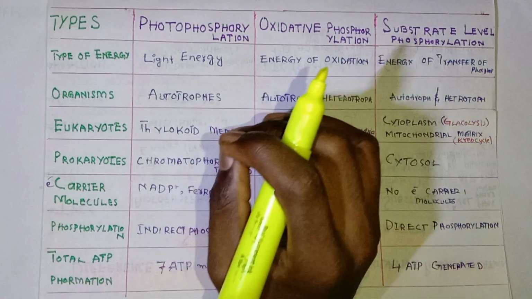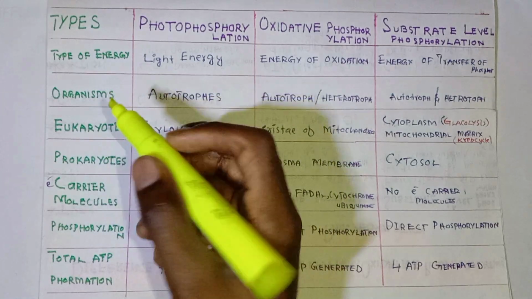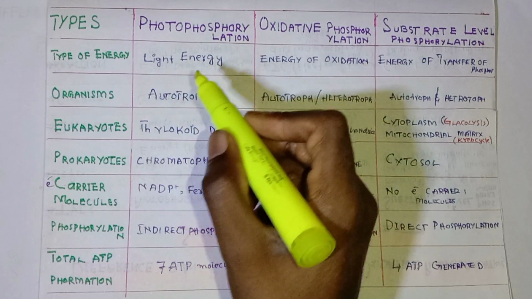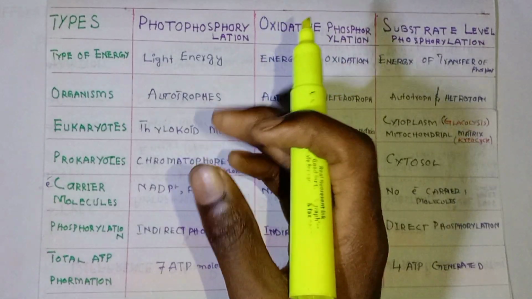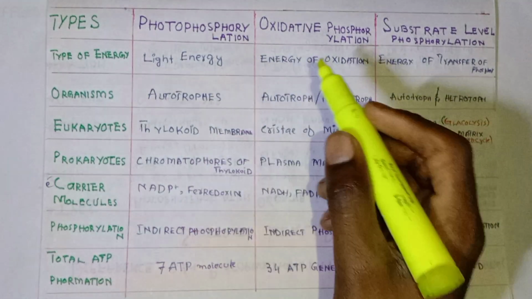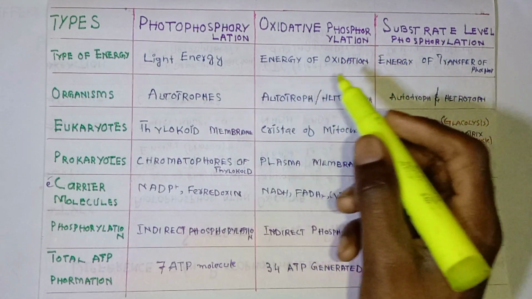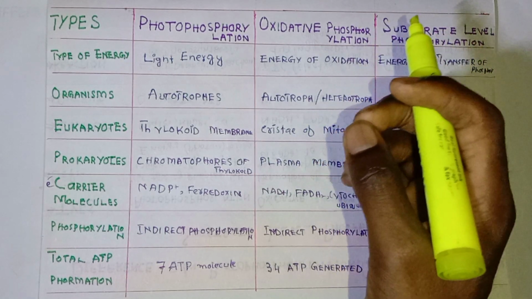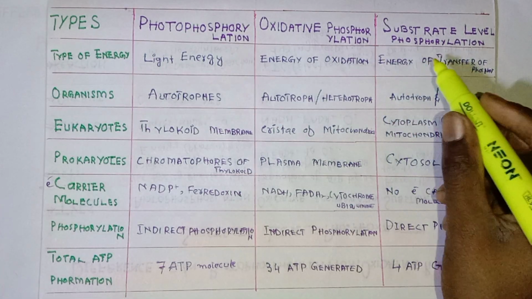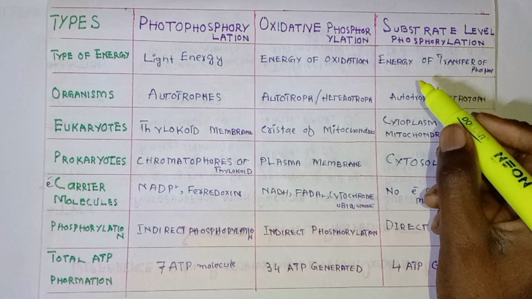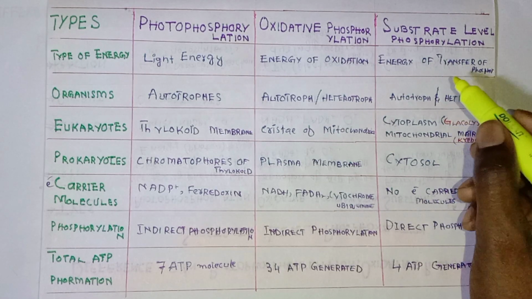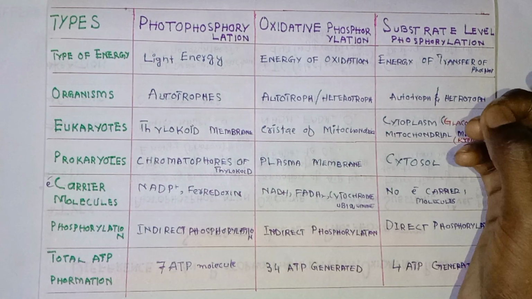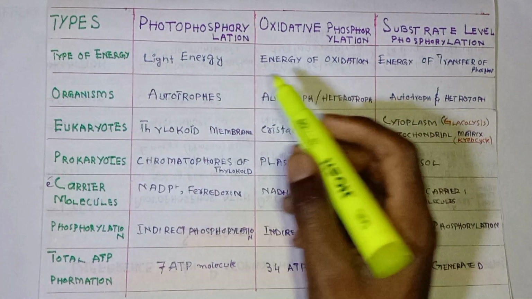Now a further difference between them is, number one, the type of energy. What type of energy do they use? In photophosphorylation, they use light energy in the form of photons, and in the end they make ATP. In oxidative phosphorylation, they use the energy of oxidation. So NADH and FADH2 are oxidized to form ATP. Now the substrate level phosphorylation. In substrate level phosphorylation, the type of energy is the transfer of a phosphate group; through this process they take energy to form ATP. So these are the types of energy.